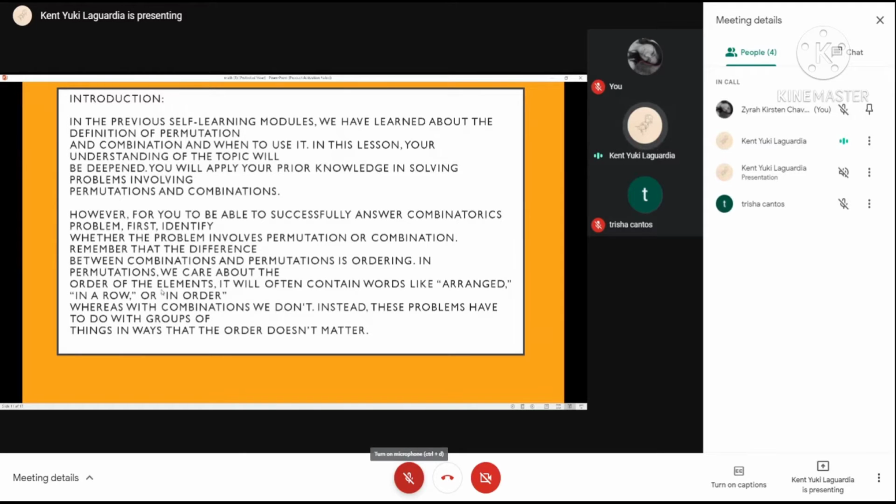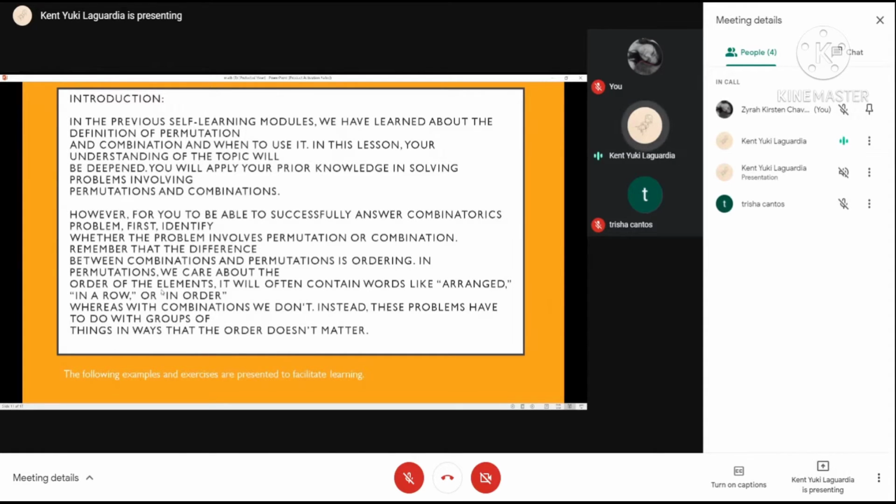However, for you to be able to successfully answer a combinatorics problem, first identify whether the problem involves permutation or combination. Remember that the difference between combinations and permutations is order. In permutations, we care about the order of the elements. It will often contain words like arrange, in a row, or in order. Whereas with combinations, we don't. Instead, these problems have to do with groups of things in ways that the order doesn't matter.